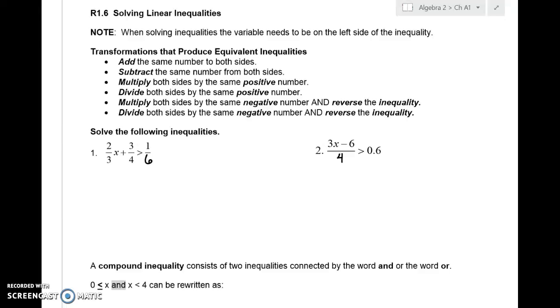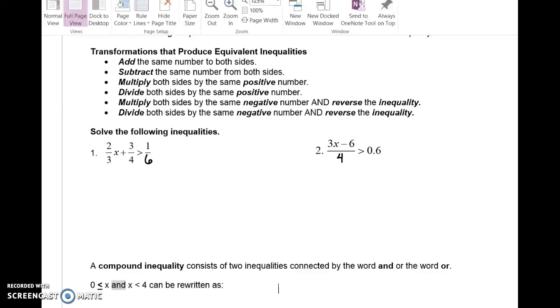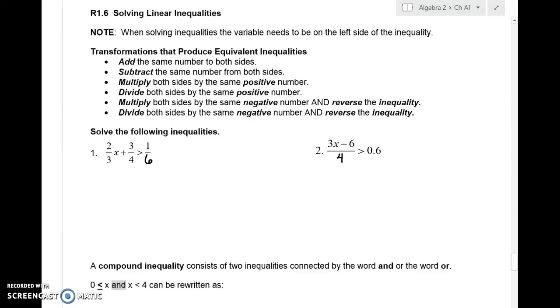Today we are going to be solving linear inequalities, not equations, linear inequalities. Inequalities are like an equation, but they involve less than, greater than, less than or equal to, greater than or equal to. So I feel like we should know this, but just in case you don't, these are the symbols: less than, greater than, less than or equal to, greater than or equal to.